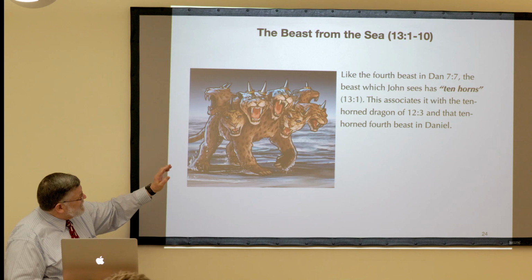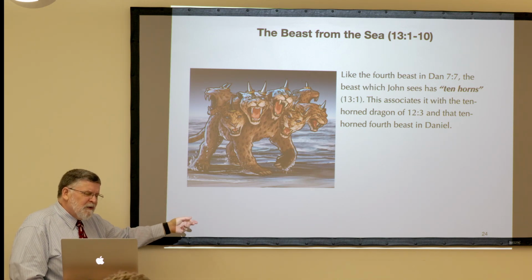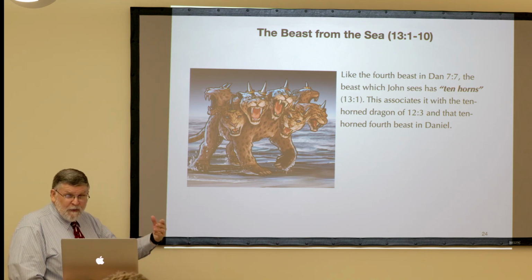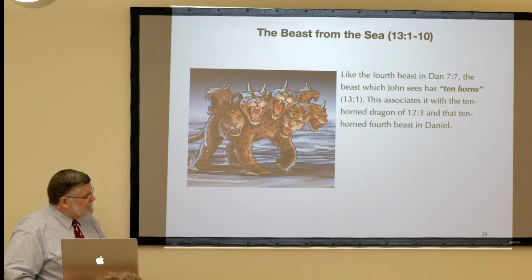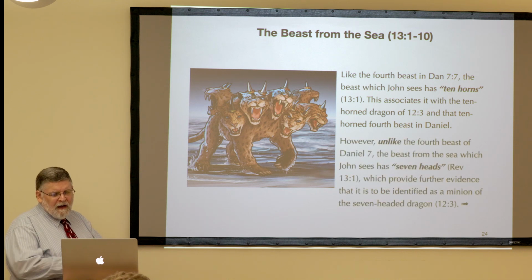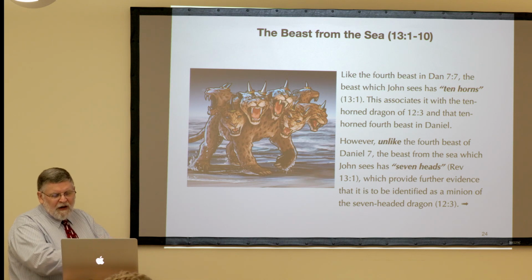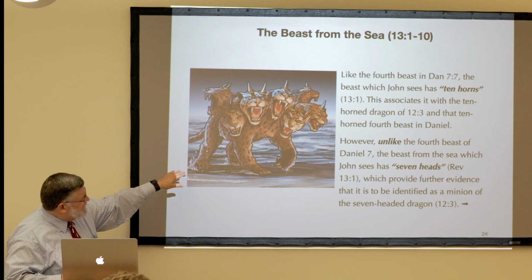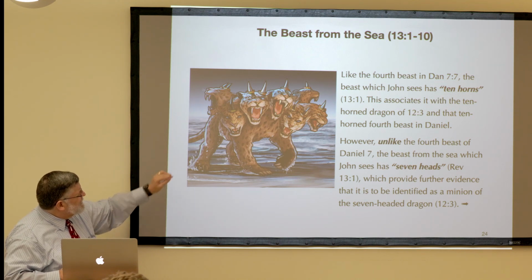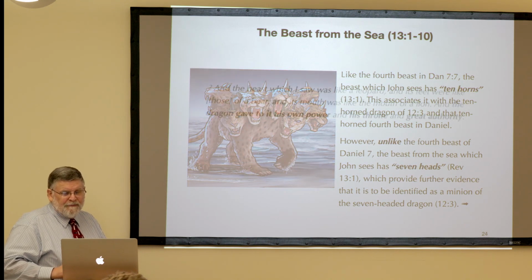Maybe so, maybe not. But the 10 horns kind of associates it with the 10-horned dragon that we saw in chapter 12, verse 3. And that dragon is, we know, who? Whom? Who or whom? It's Satan, right? Definitely so. But unlike the 4th beast in Daniel 7, there are 7 heads. That's again more evidence that this fellow is identified as working under the devil, being his working person. Interesting.